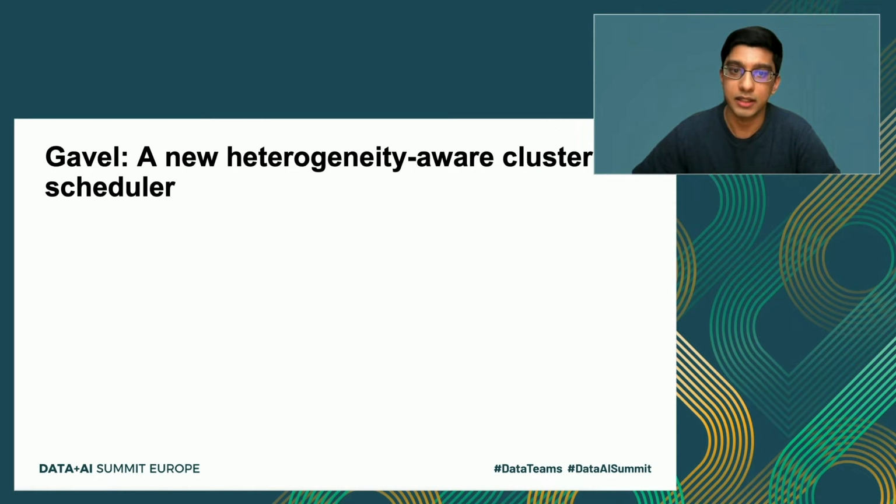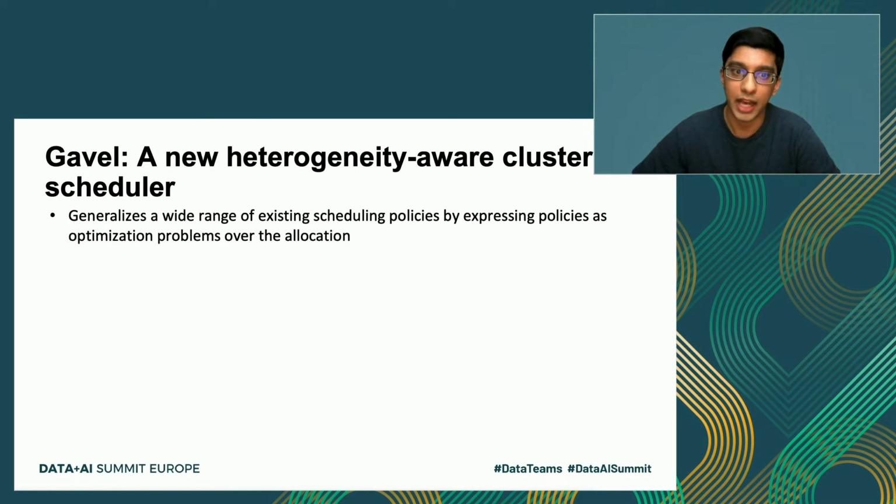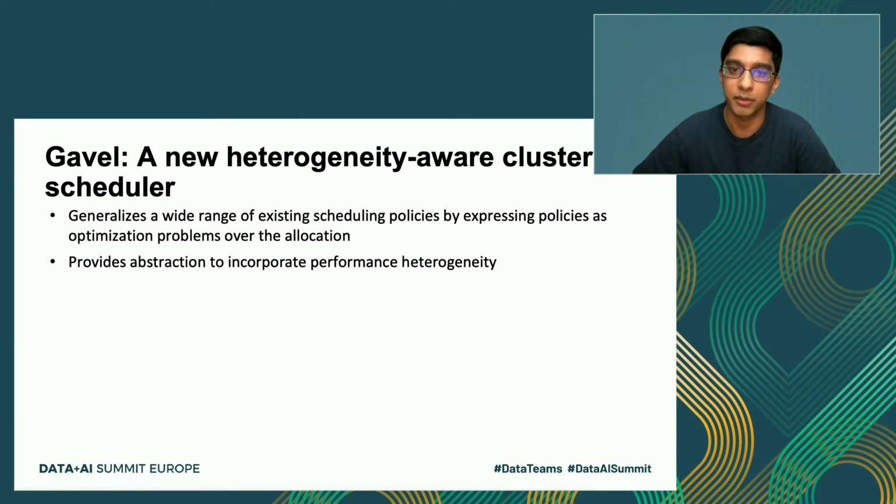So to address these challenges, we propose Gavel, which is a new heterogeneity-aware cluster scheduler. Gavel generalizes a wide range of existing scheduling policies by expressing them as optimization problems, where the output of an optimization problem is a theoretically optimal allocation. Formulating policies in this way allows Gavel to provide an easy abstraction for incorporating performance heterogeneity into these scheduling policies.